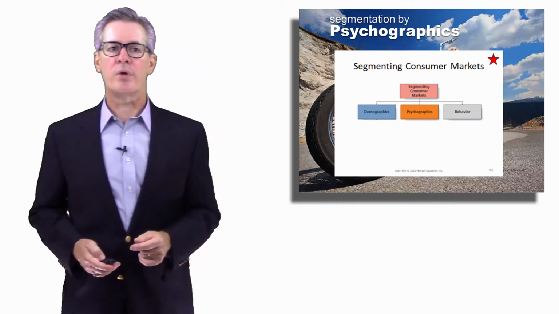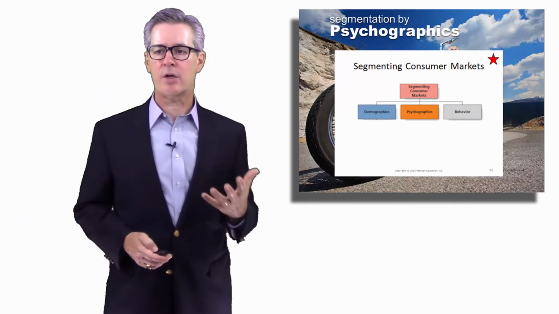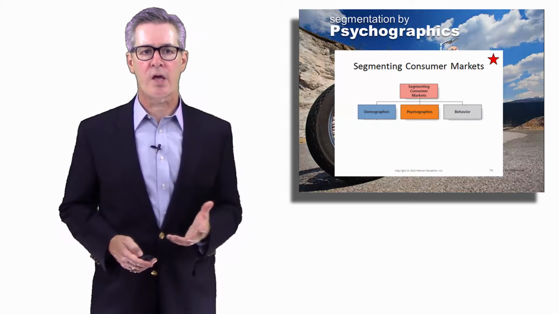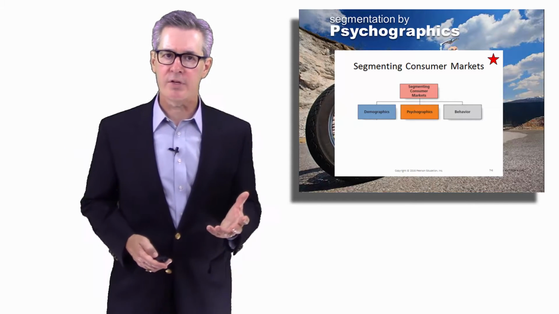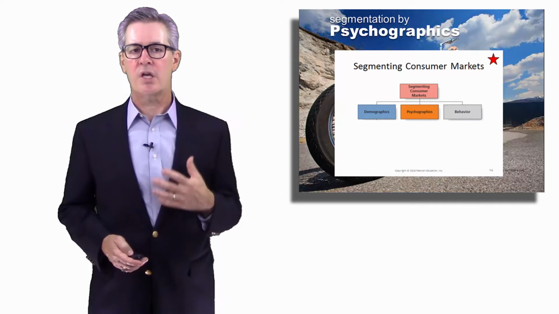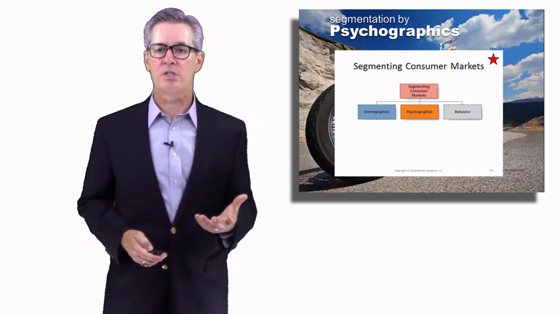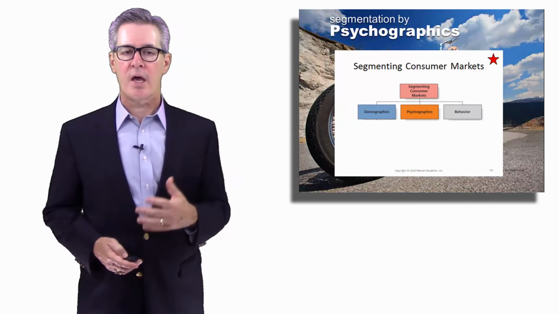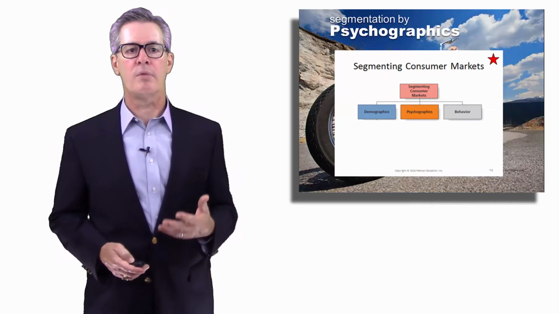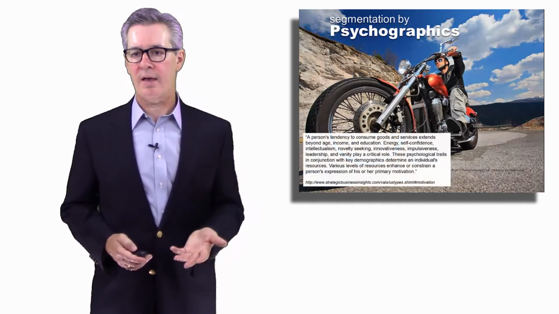The second way that we segment is by psychographics. Now this is interesting and very helpful for certain kinds of products. Psychographic segments market in terms of shared attitudes, interests, and opinions, as well as lifestyles. Now, the best known general psychographic segmentation system is named VALS, which stands for Values and Lifestyles.